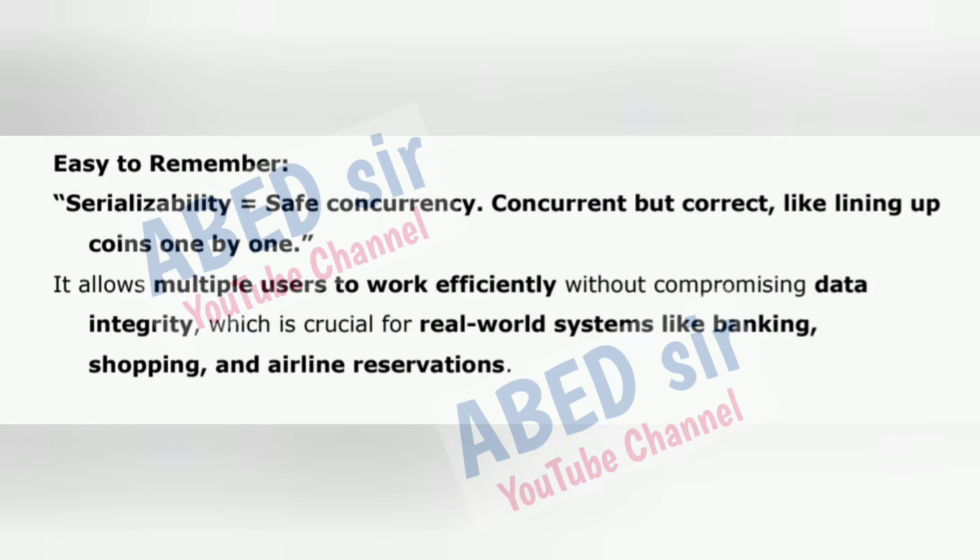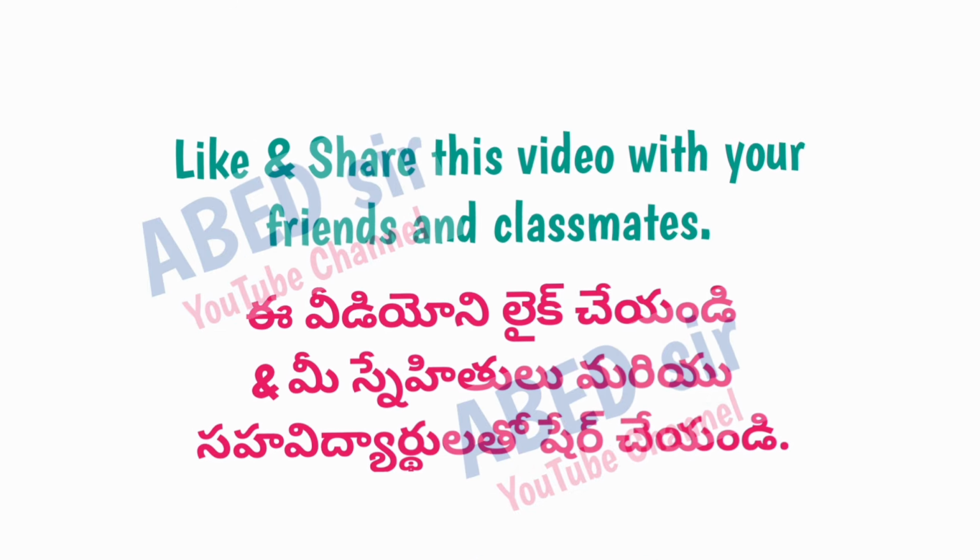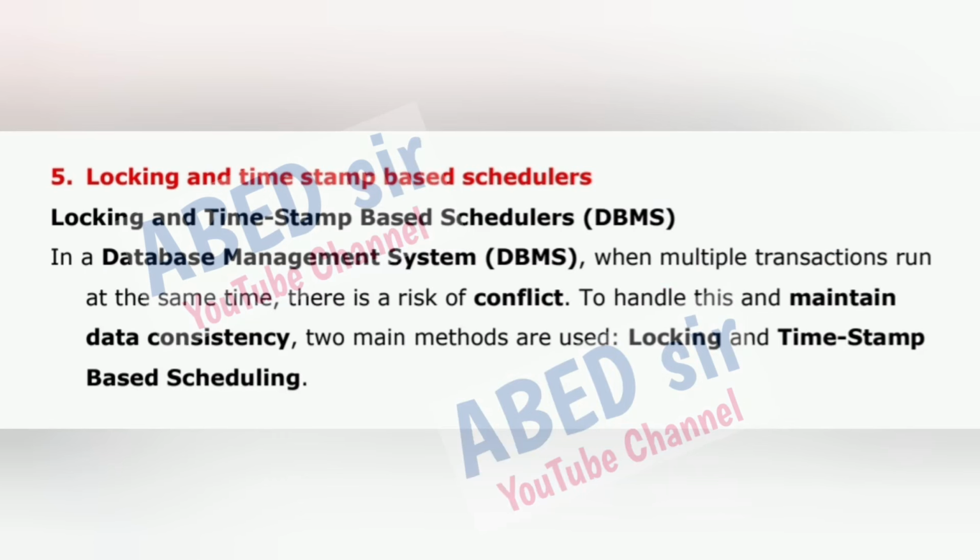Serializability is equal to safe concurrency. Concurrent but correct, like lining up coins one by one. It allows multiple users to work efficiently without compromising data integrity, which is crucial for real-world systems like banking, shopping, and airline reservations. Next important long question is 5.